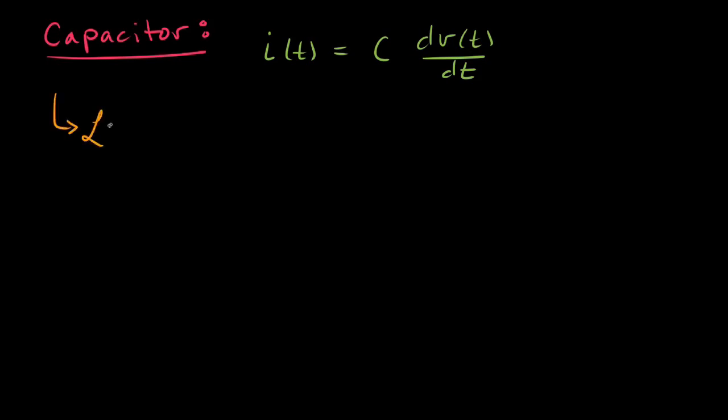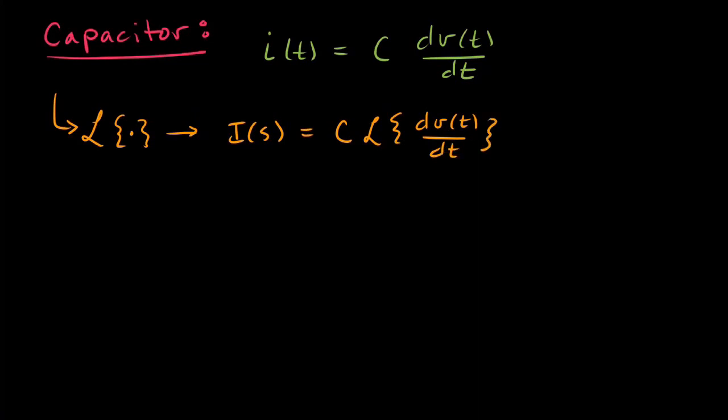Now, what if we take the Laplace transform of that expression? What we're going to get is I(s), the Laplace transform of the current, equals C times the Laplace transform of dv/dt. We know that's going to be C times sV(s) minus v(0-), the initial condition value.